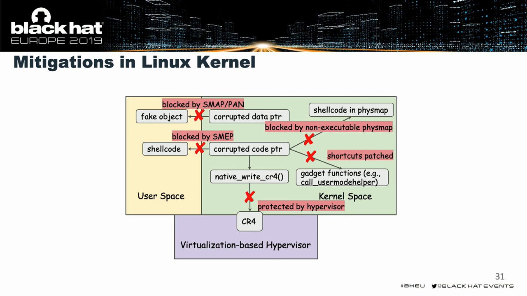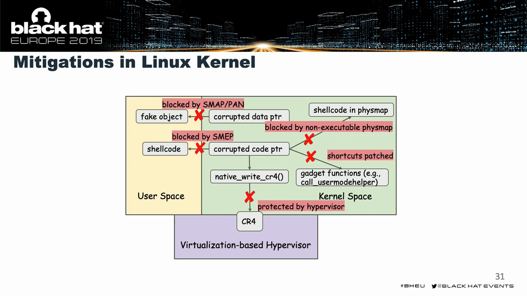Therefore, they turn to the kernel space, injecting the shellcode in physmap, which is the right top part, which maps all the physical pages. The name of this attack is ret2dir. The Linux kernel circumvents this by not allowing code execution in the physmap. Then the adversaries have no choice but to make use of some gadget functions like call_usermodehelper, which forks a process and runs a given executable. The adversaries can provide a malicious executable for the gadget function to launch an attack.